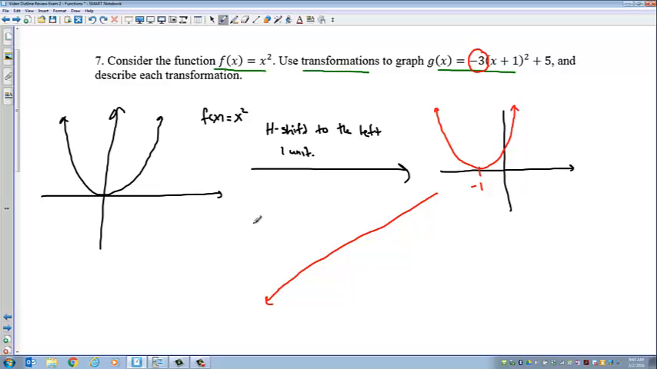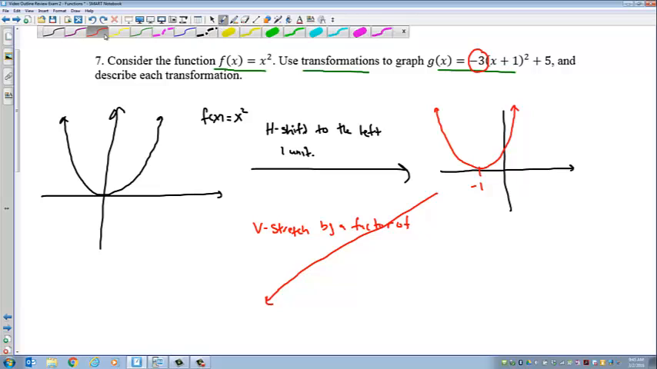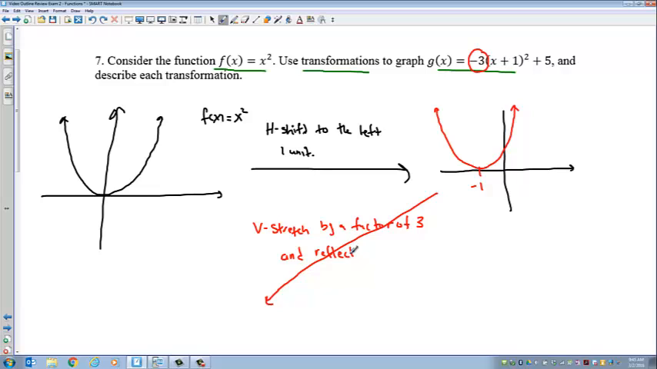You're going to do a vertical stretch, because it's on the outside, by a factor of 3, and reflect it over the x-axis. That's what a negative sign does. Right, so multiplying by 3 will stretch it by a factor of 3, but when you multiply it by a negative, it reflects this thing over the x-axis. It makes the positive stuff go negative.